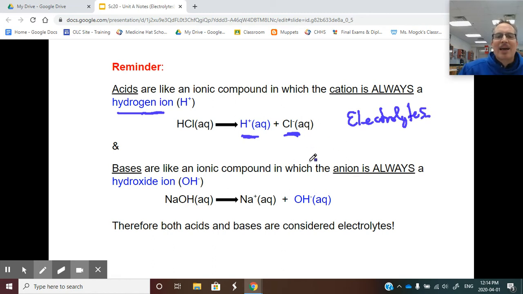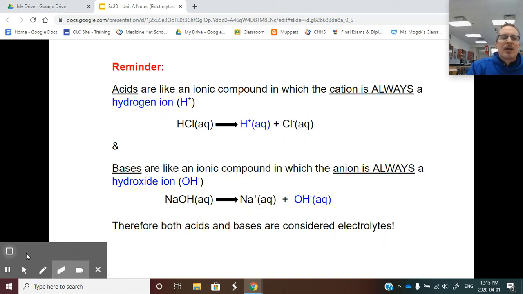So true is that for bases. However, bases are a specific type of ionic compound where the anion, the negatively charged ion, is always hydroxide ion, which means when sodium hydroxide dissociates, it's going to break into sodium ions, with a positive charge, and hydroxide ion with a negative charge. All bases will have hydroxide ion. Since there's an ion, we know we're going to say acids and bases also are electrolytes.